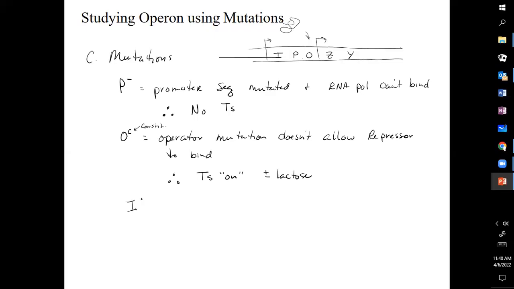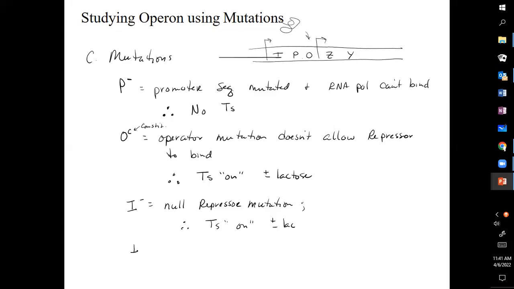There's also an I- mutant. The I- mutant is a null mutation. It's a null repressor mutation. That means you have no functional repressor. This is out of the system. So if you have no functional repressor, no repressor binds, no binding to the operator, the result of that is that transcription is going to be on whether or not you have lactose.